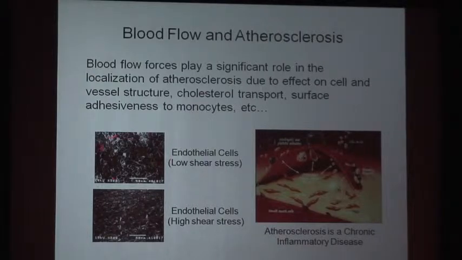Under high shear conditions, the endothelial cells become aligned with the direction of flow. The gap junctions between the cells are smaller. In areas of flow stagnation, there's no preferential orientation. The junctions between the cells are larger, permitting a greater ingress of cholesterol or low-density lipoproteins into the wall.